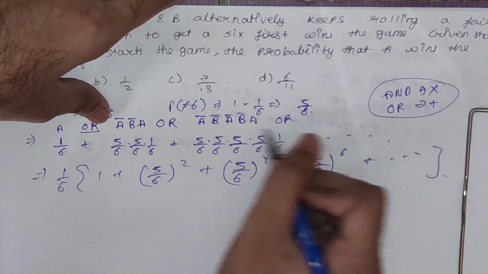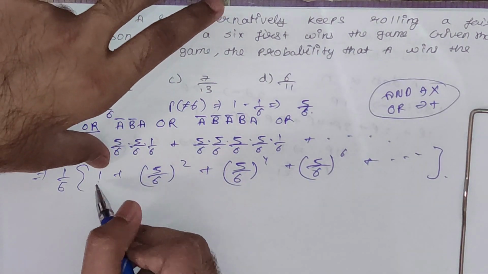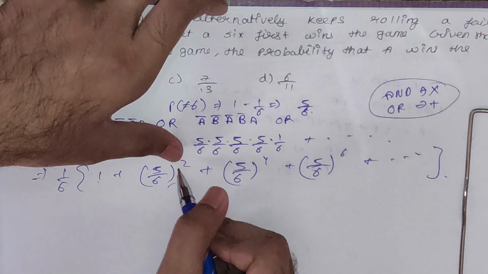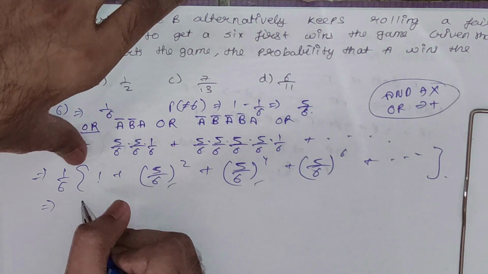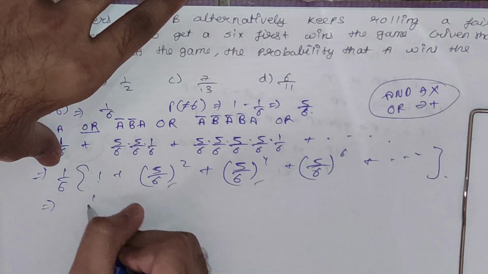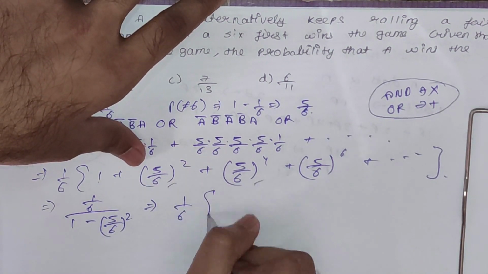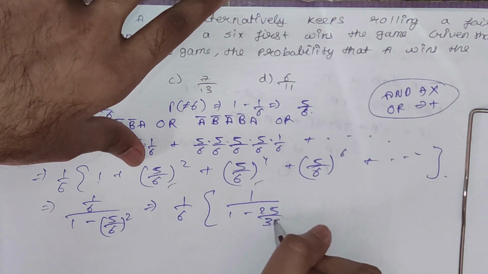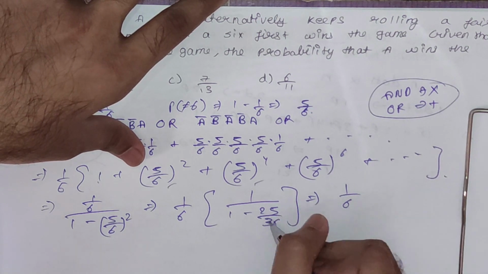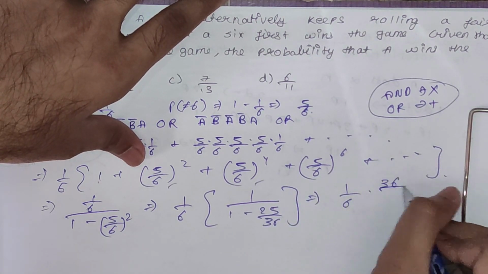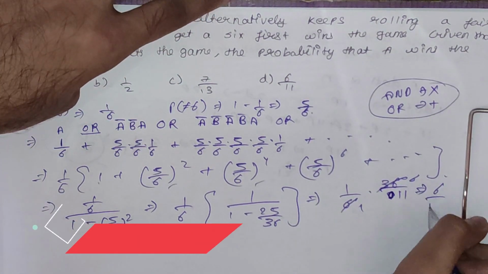Now you can see this is a GP series with R being (5 by 6) square. If you multiply the first term by (5 by 6) square, you get the second term, and if you multiply the second term by it, you get the third term. So we write the GP formula, A upon 1 minus R. A is 1 by 6 here, and R is (5 by 6) square. So we get 1 by 6 times 1 upon 1 minus 25 by 36. 36 minus 25 is 11, and this 36 goes in the numerator, so 36 upon 11 times 6, and 6 1s are 6, 6 6s are 36. So the answer is 6 by 11 for this question.